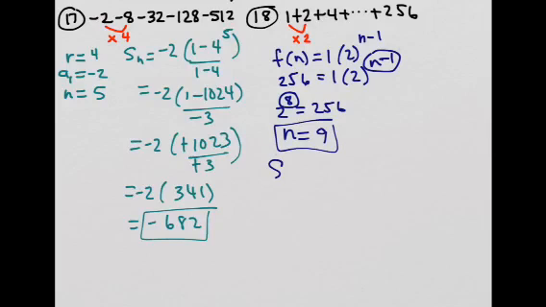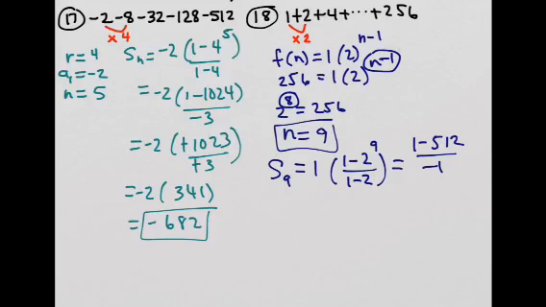So we're going to do s of 9 equals the first number times 1 minus the ratio to the 9th power over 1 minus the ratio. So 1 minus, now 2 to the 9th power is 512, over 1 minus 2, negative 1. So negative 511 over negative 1 is 511.